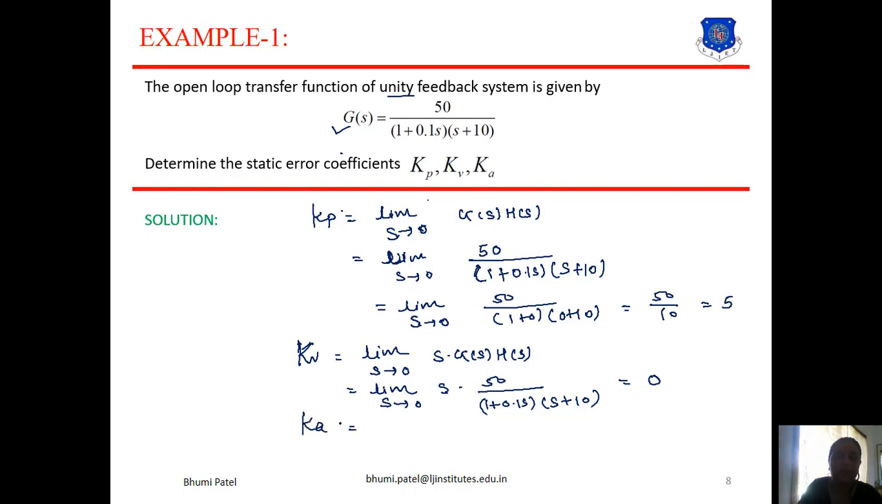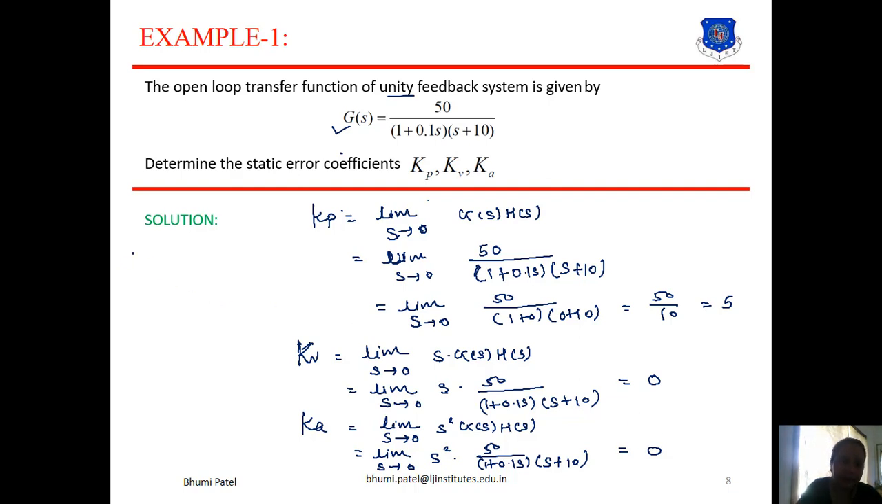Now the next one is Ka. Ka is equal to limit s tends to 0, s square g(s) h(s), and the value of g(s) is equal to 50 upon (1 plus 0.1 s) into (s plus 10). Put the value of s is equal to 0. So 0 into 50 upon (1 plus 0) into (0 plus 10). So the final answer of Ka is equal to 0.